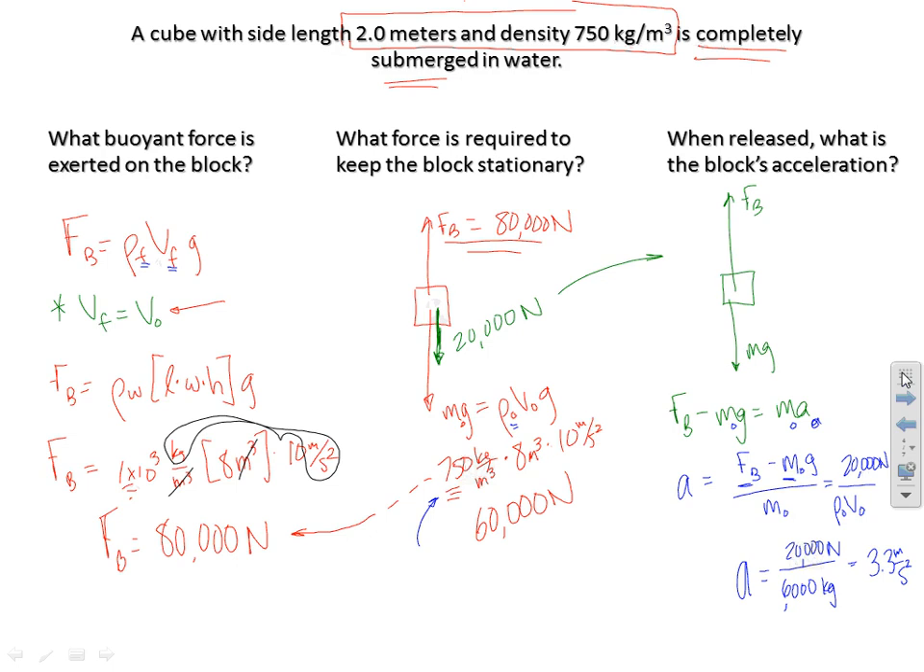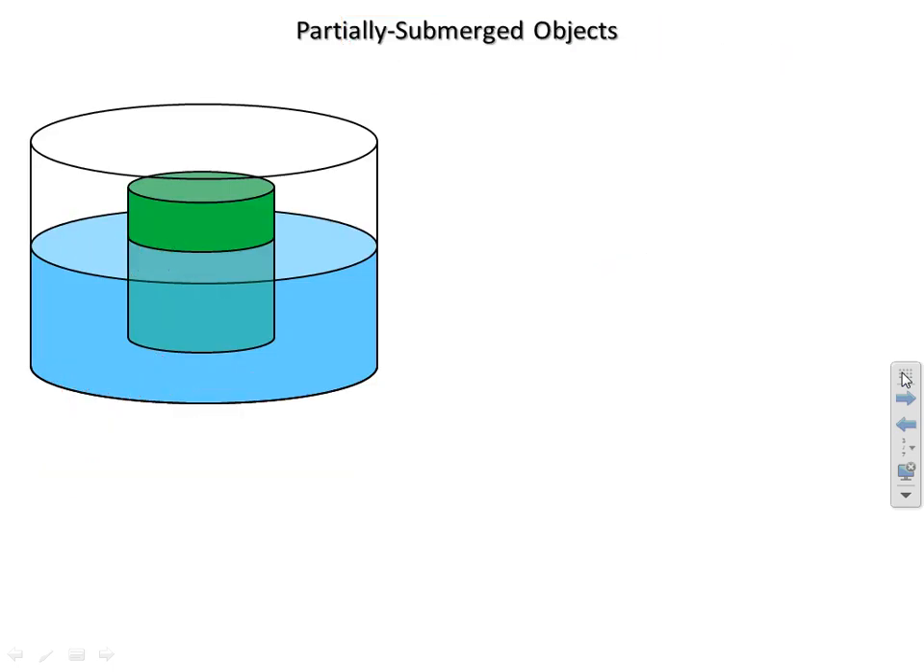Now, this thing accelerates upward until it gets to a point where part of it comes out of the water. And when part of it comes out of the water, it starts to look like this. Eventually it reaches an equilibrium condition where the part that's under the water is responsible for displacing some fluid. When the whole thing was underwater, it displaced water that weighed 80,000 newtons. Well, the object weighs m object g, 60,000 newtons. So we need an upward buoyant force that's equal to that. We need a 60,000 newton buoyant force.